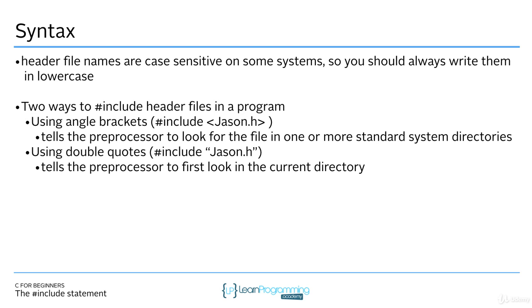There are two ways to include header files in a program. You can use angle brackets, such as #include JSON.h in angle brackets.